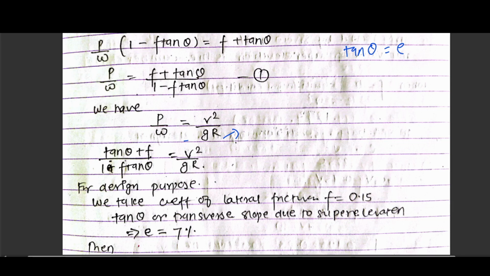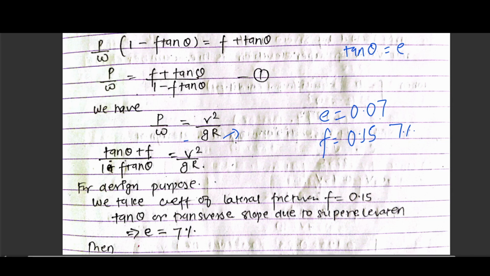For design purposes, in general designing, we consider the maximum super elevation value as 0.07, that is, 7% super elevation is provided, a gradient is provided, right? And the F value, the coefficient of friction, is provided as 0.15. Normally we provide 0.15 as the maximum coefficient of friction.